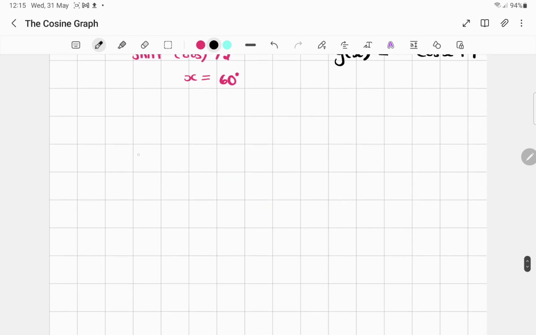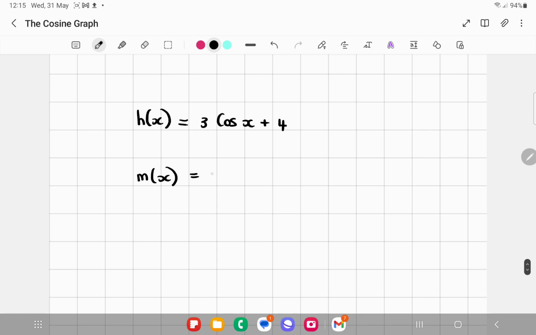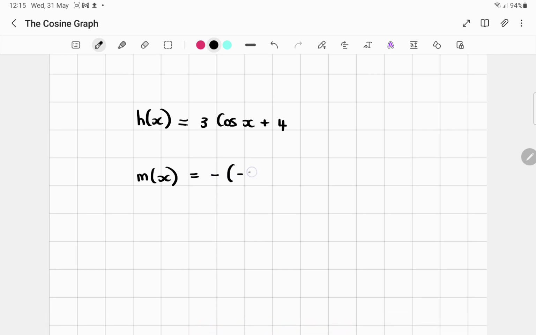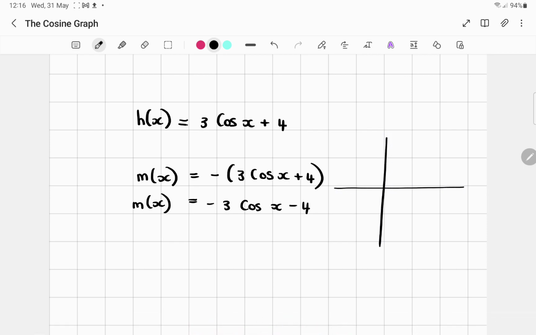All right, so let's just take another one. Let's call it h of x, let's say 3 cos x plus 4. And I say to you, reflected upon the x-axis, let's call it m of x. So if you reflect it upon the x-axis, the whole equation must get a negative in front, which will make it m of x is equal to negative 3 cos x, and the plus 4 becomes a minus 4.